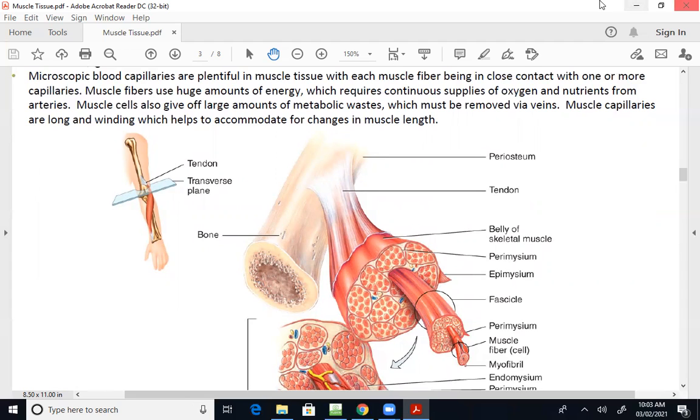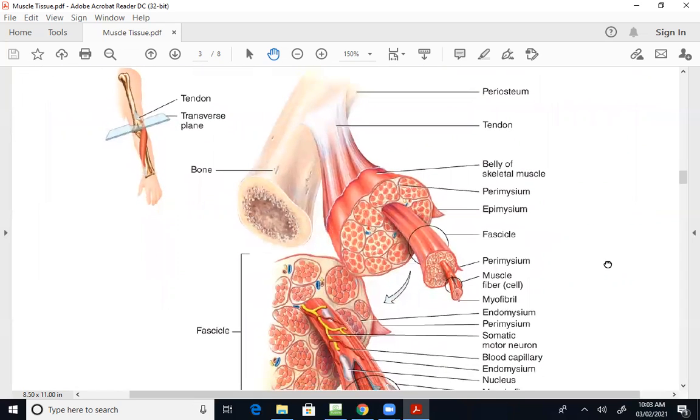As far as the picture goes, I do want you to know some of the things in it. So I'll start here at the top right and work down, beginning with the tendon. That should be pretty easy to identify. Then I want you to identify the perimysium, the epimysium, the fascicle that's been pulled out, the perimysium that surrounds it, the muscle fiber.